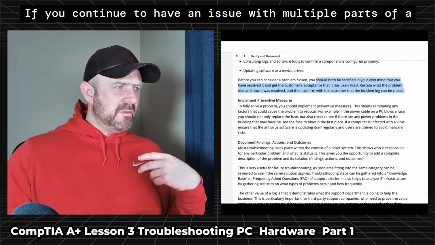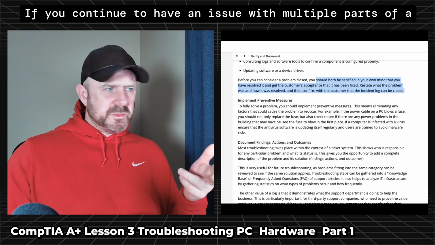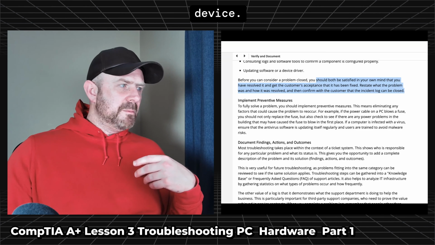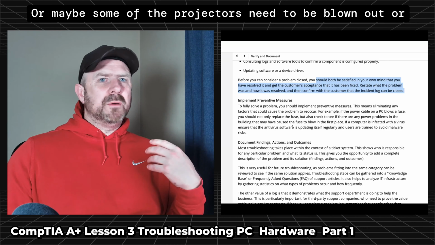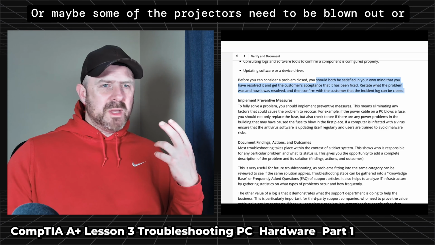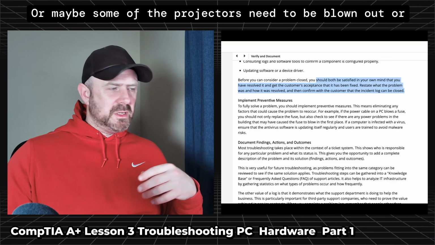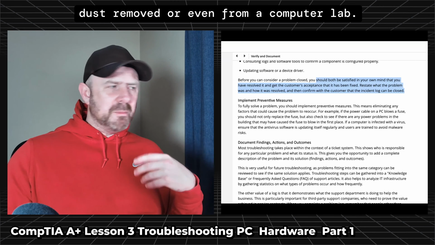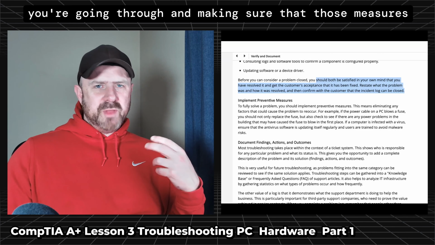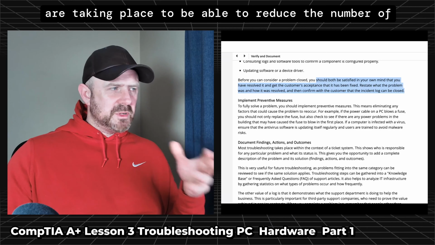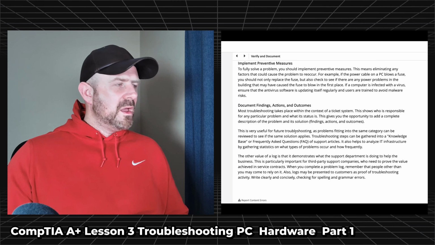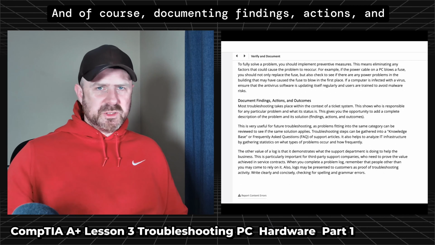If you continue to have an issue with multiple parts of a specific device, maybe you're buying a new type of device. Or maybe some of the projectors need to be blown out or dust removed, or even from a computer lab. You're going through and making sure that those measures are taking place to be able to reduce the number of problems within your system. And of course, documenting findings, actions, and outcomes.